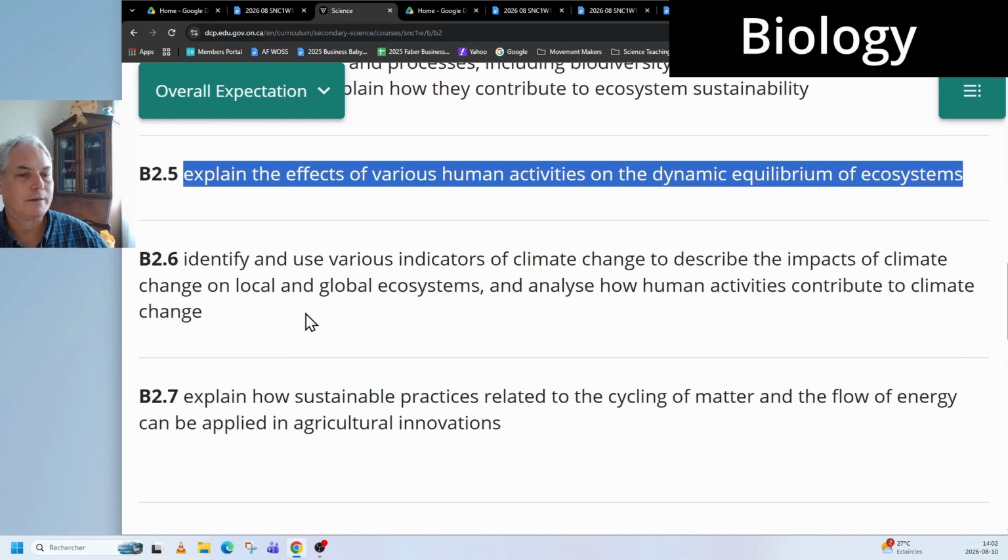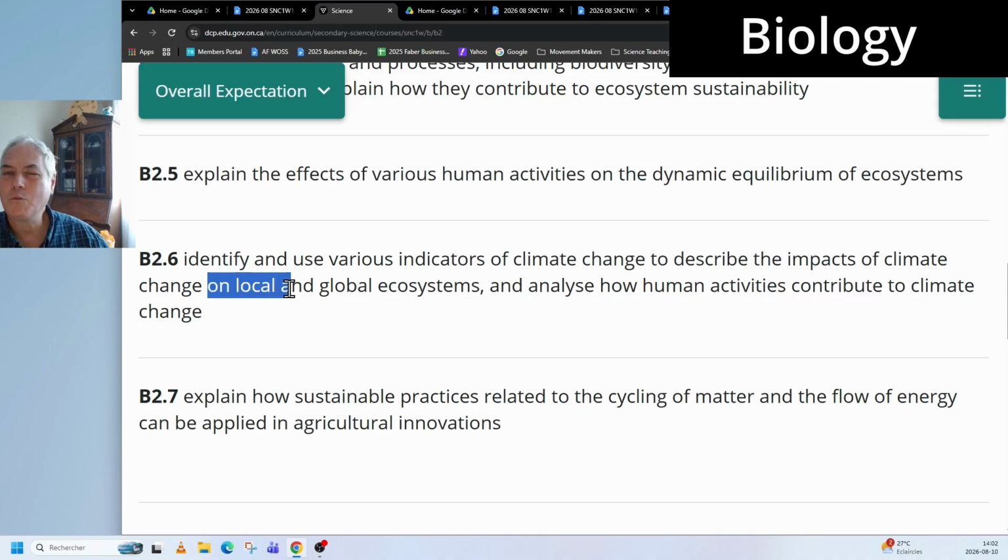Very nice. Next one. Identify and use various indicators of climate change to describe the impact of climate change on local and global ecosystems and analyze how human activities contribute to climate change. If I remember well, when this curriculum came up, they wanted to focus on local areas. That meant Canada. Now here they're including global ecosystems. What's interesting for this one is that it goes in line with the grade 10 curriculum that we have here, because they haven't changed it yet.